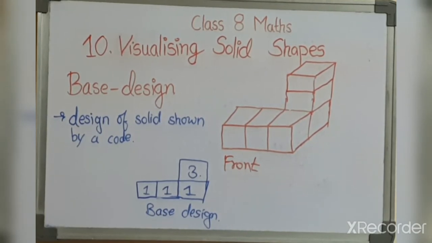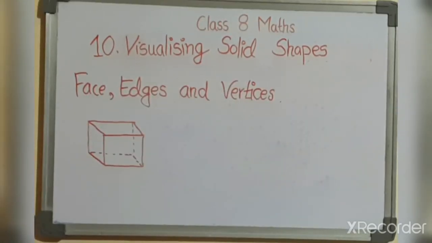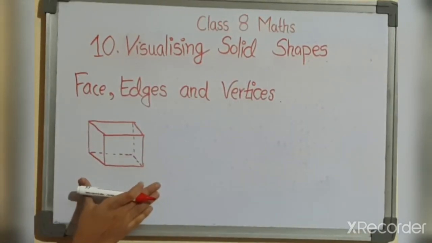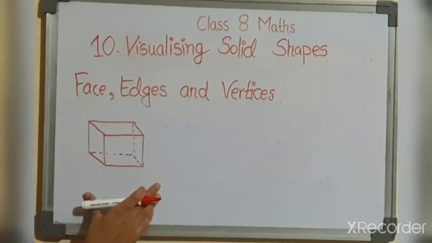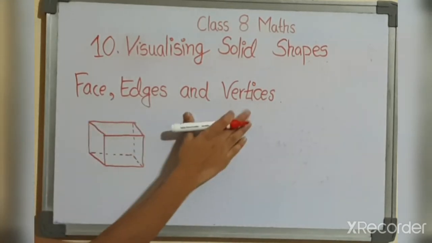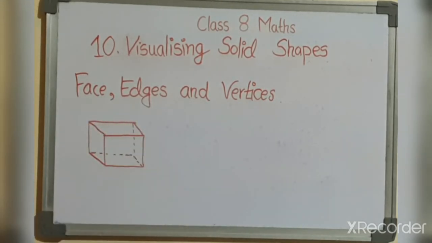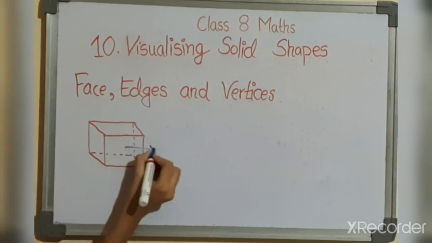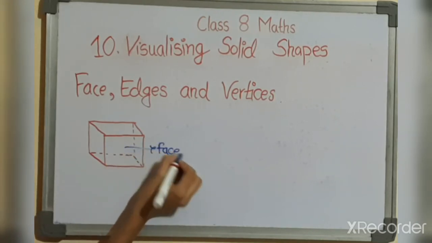Now let's see what is face, edges and vertices. Now this is a solid and it is a 3D figure, that is 3-dimensional figure. Now we will see what is face, edge and vertices in this figure. What is face? So face is a flat part of a solid. So in this solid we see that the flat part is this one. So we call it as face.